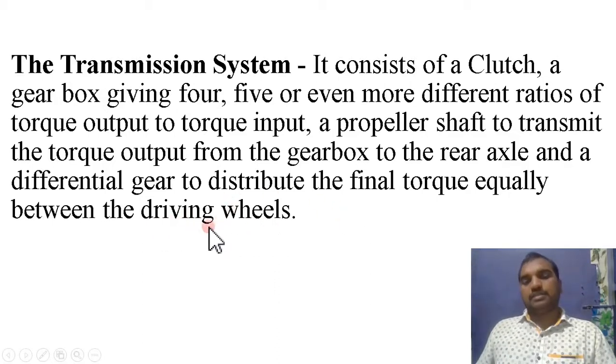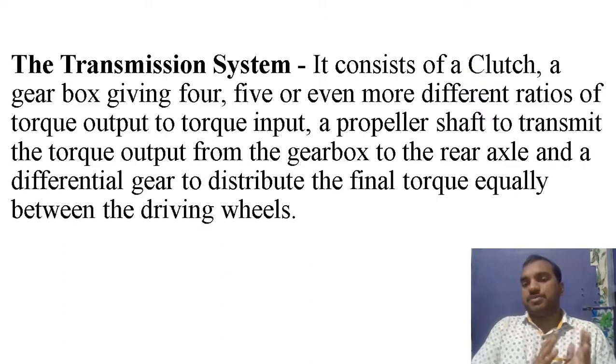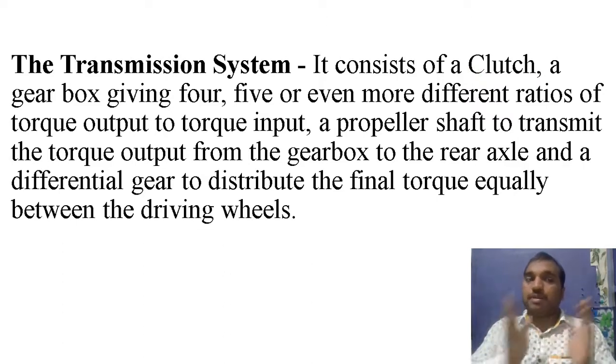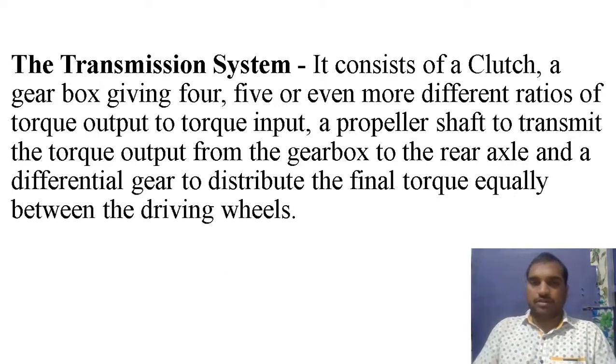Rear wheels are nothing but the driving wheels. Through some components, what are the components? Clutch, gearbox, propeller shaft, universal joint, differential, right? So what is the purpose of a clutch? The clutch is used to engage. When the clutch is in the engaged position, power is transmitted from the engine to the gearbox. If it is disengaged, power will not be transmitted from the engine to the gearbox, right?